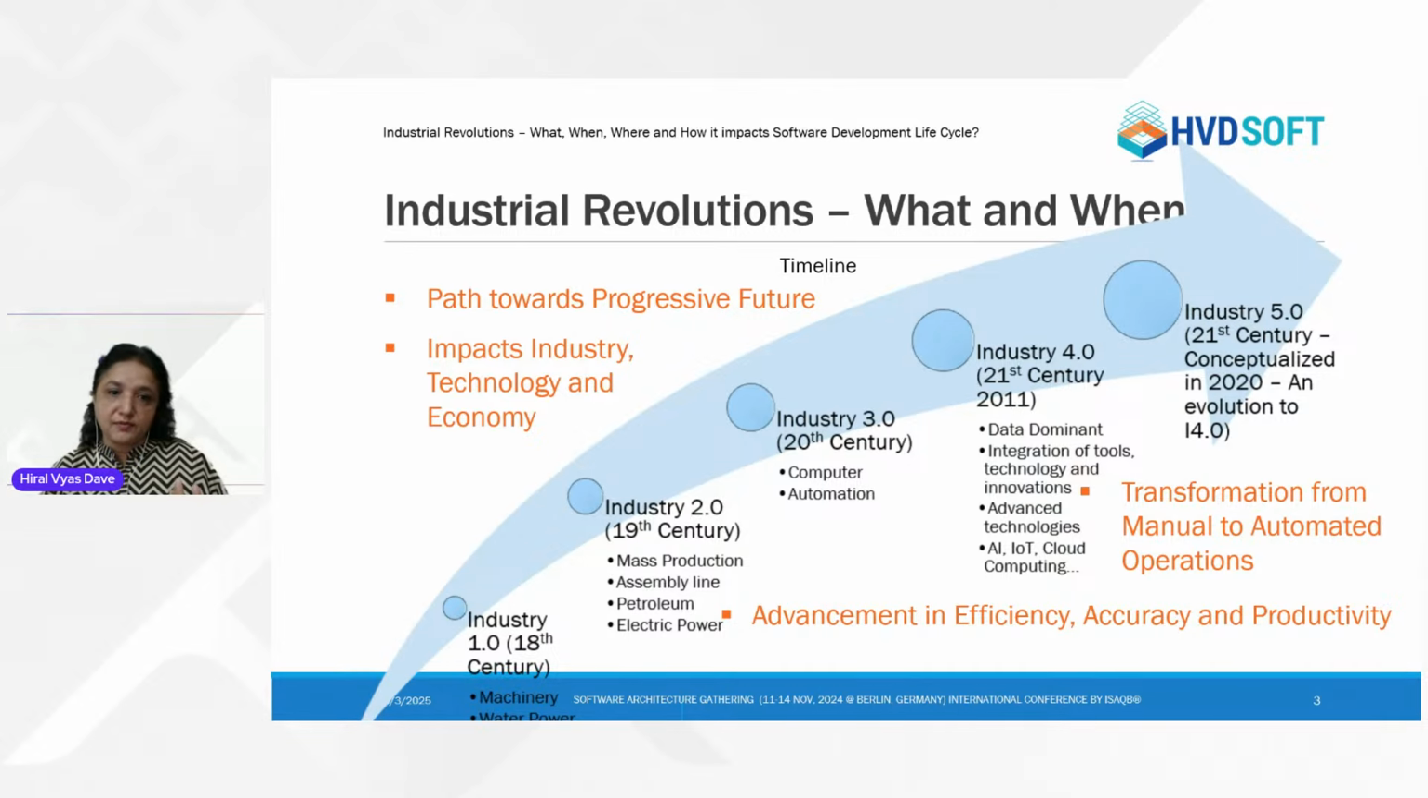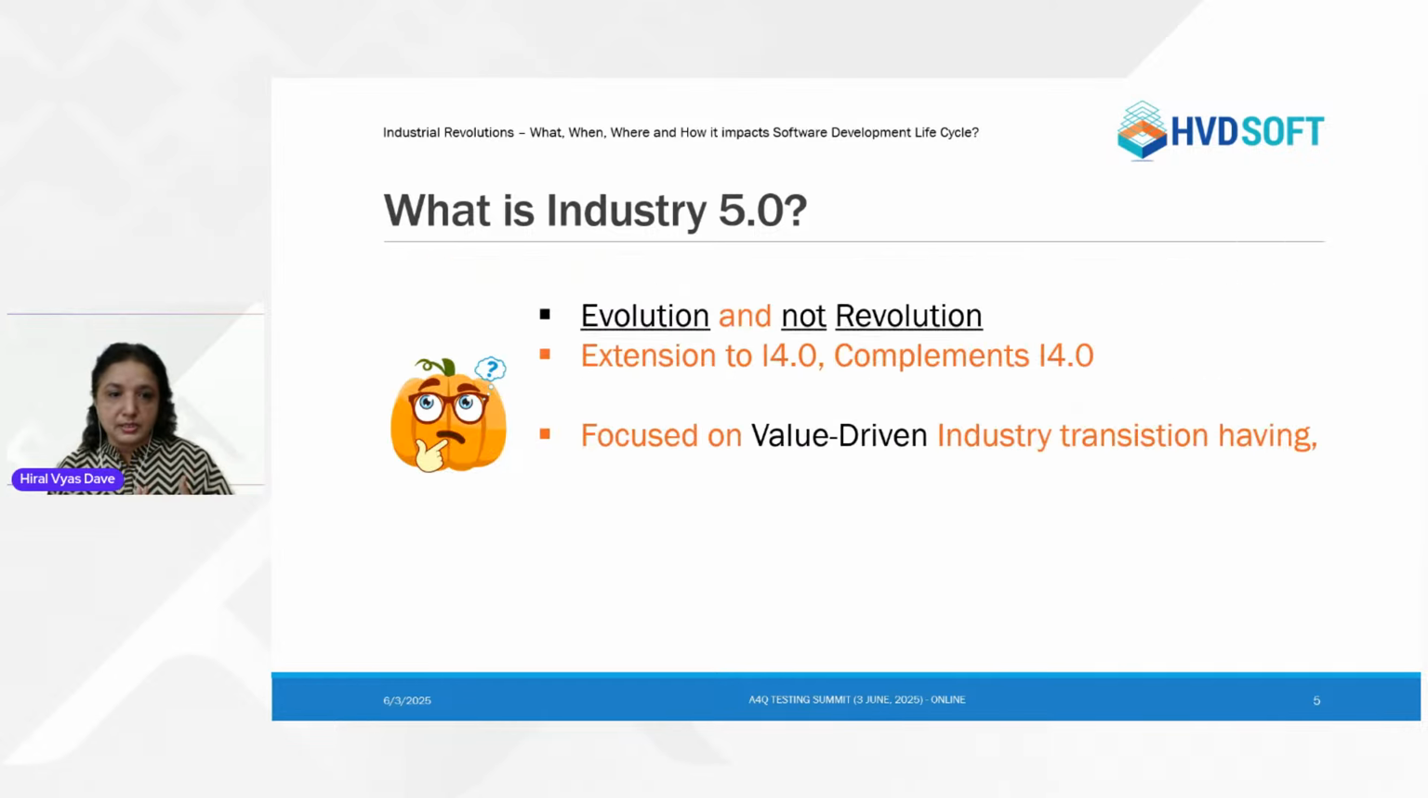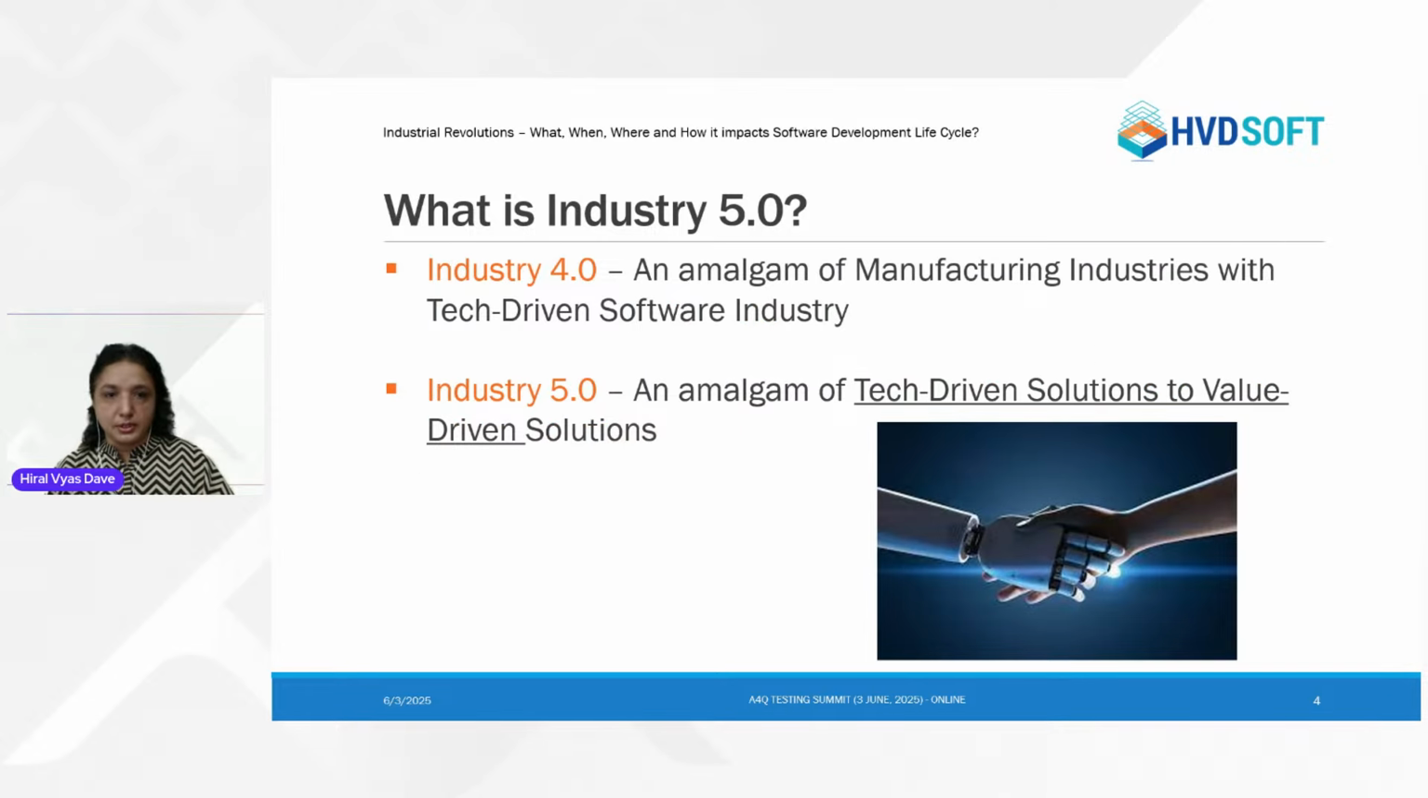So what is Industry 5.0? Industry 4.0 was manufacturing industries with a tech-driven software industry. It was a kind of bond between the manufacturing industries and tech, as they became more tech-driven. But 5.0 is something which is tech-driven, yet more value-driven. Everybody today is talking about value orientation, whether it is project management, software architecture, or the way we are handling software development. Value-driven solutions are very, very important to us.